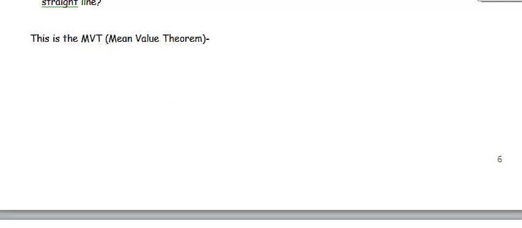So section 3.2 basically covers the mean value theorem and Rolle's theorem. The basic idea of the mean value theorem is if you've got any curve, any smooth curve, no corners, and it's got to be continuous, so any differentiable curve.